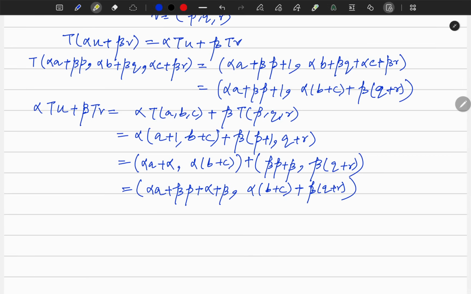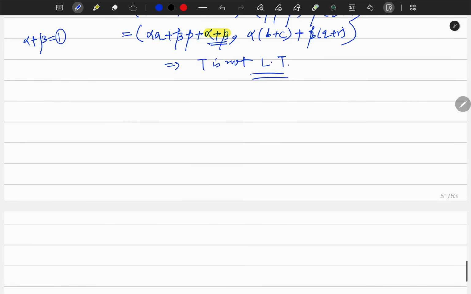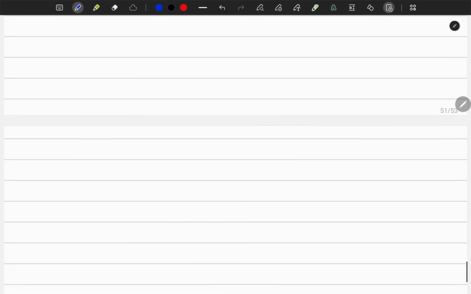So you check here, you have extra alpha plus beta, here you have the 1. So it is not a linear transformation. It is only the linear transformation when your alpha plus beta is equal to 1. So it is not always possible for only that one. We have to check for all the scalars. So it means that T is not a linear transformation. Okay, this may be the question, whether T is a linear transformation or not. So you have to do it in a similar way.